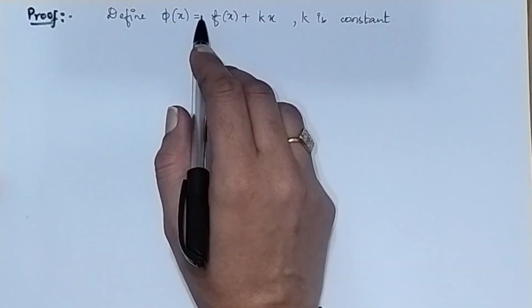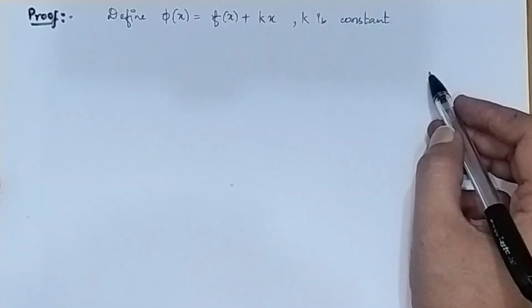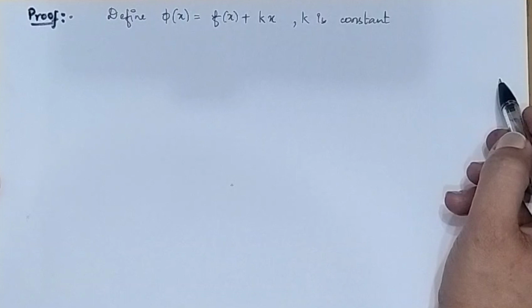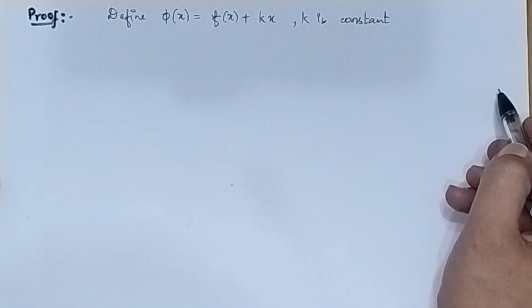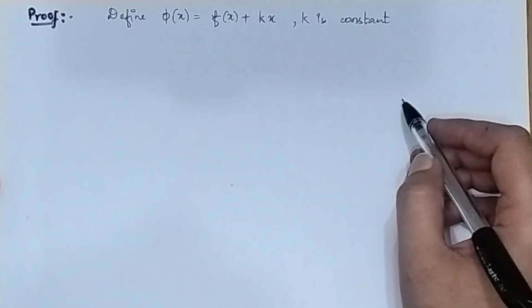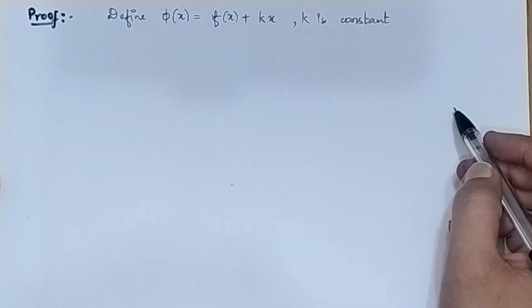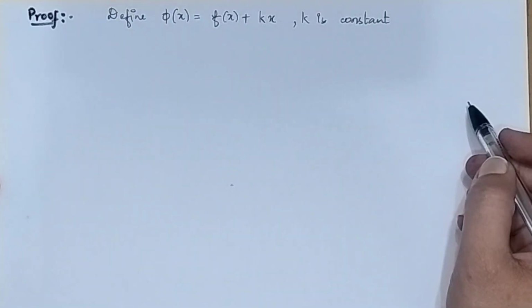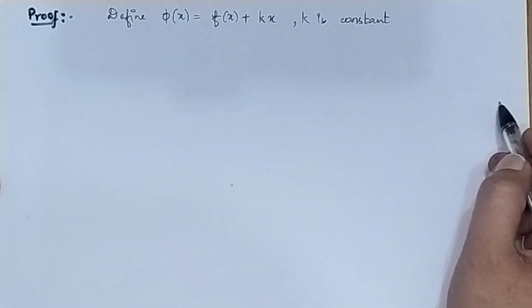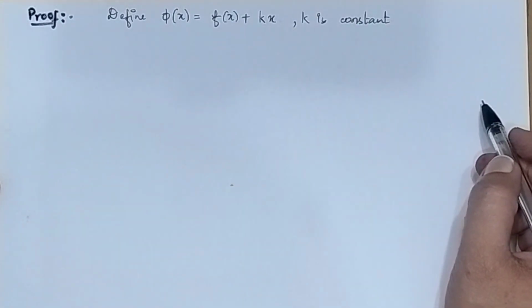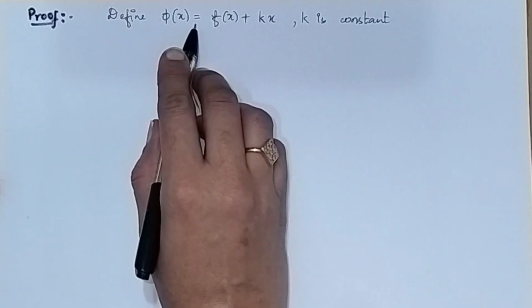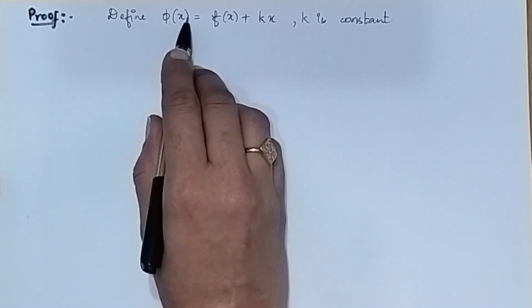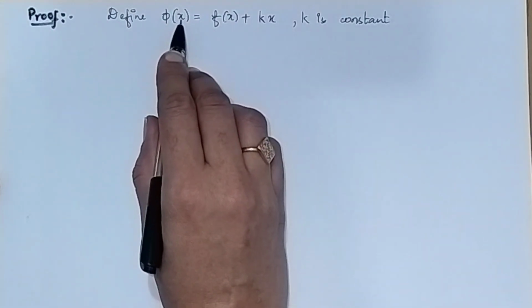The statement of Rolle's theorem is: if any function is continuous on the closed interval [a, b], differentiable on the open interval (a, b), and f(a) equals f(b), then there exists at least one point c in the open interval (a, b) such that f'(c) equals 0. That is the statement of Rolle's theorem. So first let us make sure that the conditions of Rolle's theorem are satisfied for this function phi.